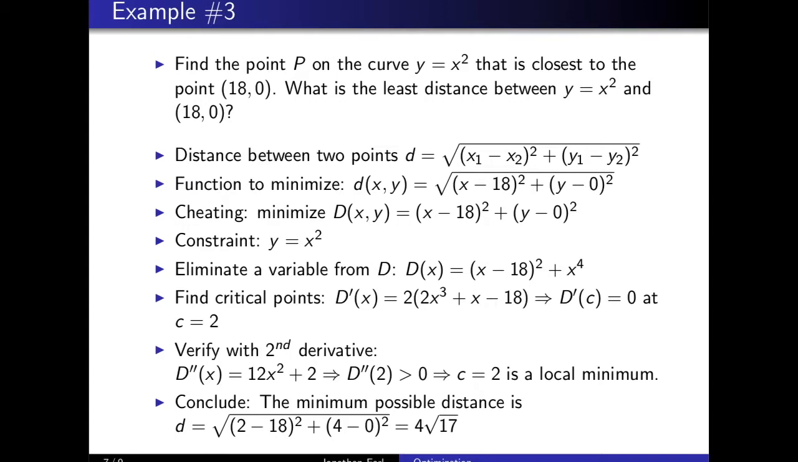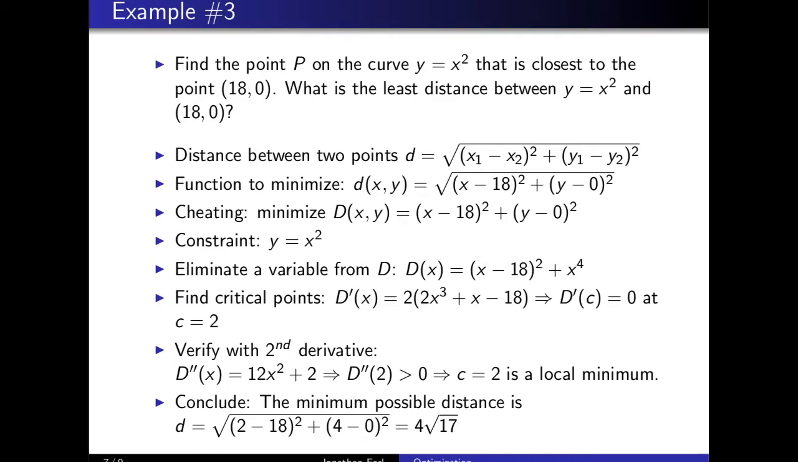Okay, so the thing that we're going to want to minimize here is going to be the distance function. So the distance function between any 2 points is given by (x1 minus x2) all squared plus (y1 minus y2) all squared. So the difference in the x values squared plus the difference in the y values squared. For us, we're dealing with the distance between the curve and the point 18, 0, so we can put 18 and 0 in for a pair of the x points.